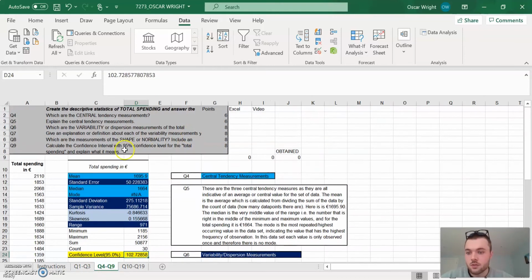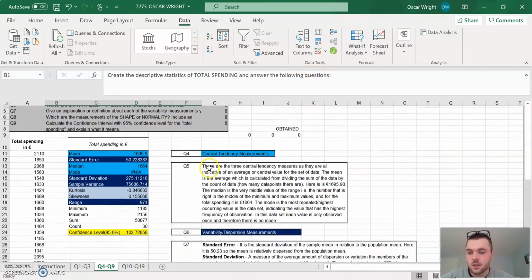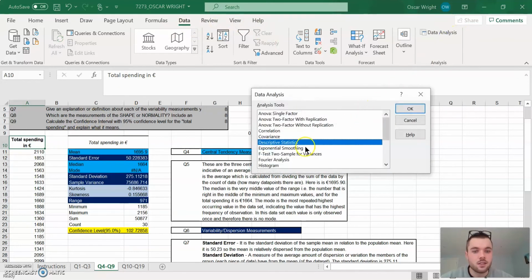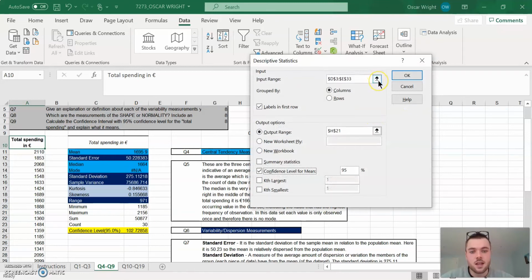Move on to question 4. Which are the central tendency measures? First of all, we need to create the descriptive statistics of the total spending and answer the following questions. So again, same as we did before, we first click on the Data tab, then Data Analysis, Descriptive Statistics, and it's going to be the exact same as last time.